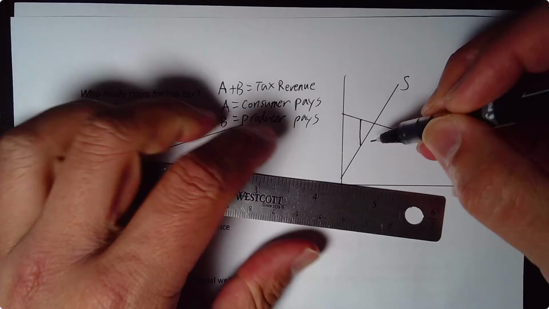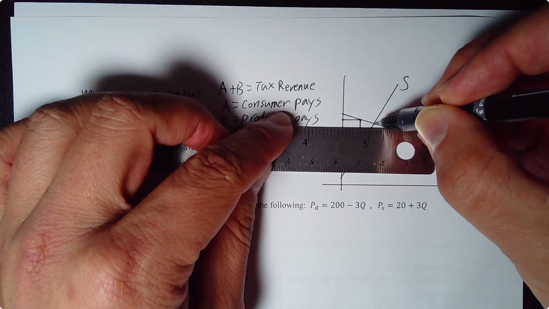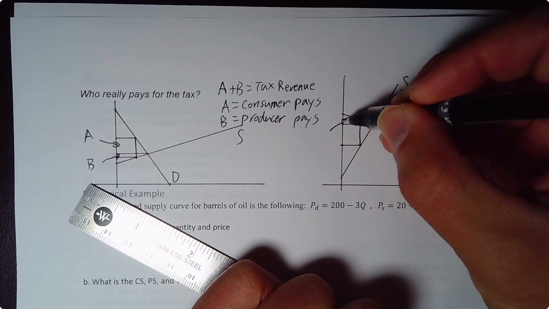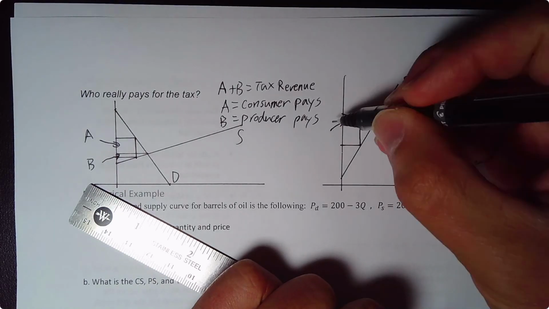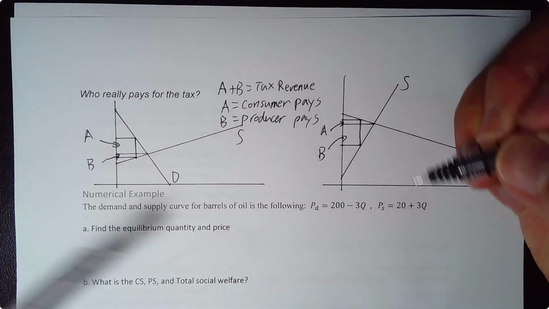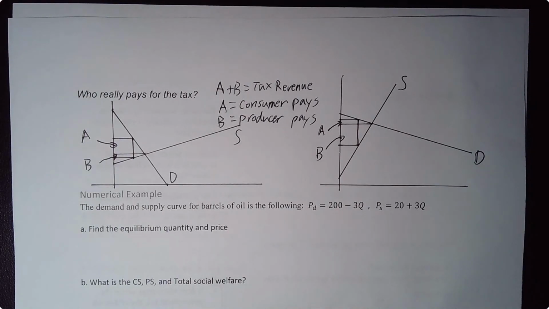I can place a similar wedge here. There's my tax, and those are the two prices again. Here, the small sliver is now my A, and the bigger part is my B. So again, same tax, but who actually pays for it depends on the relative elasticity.